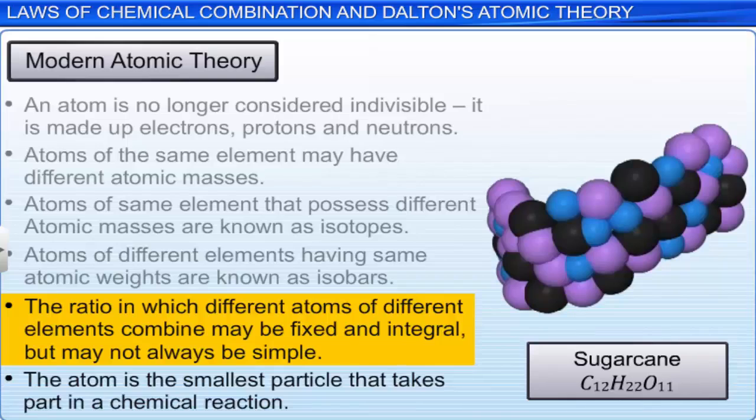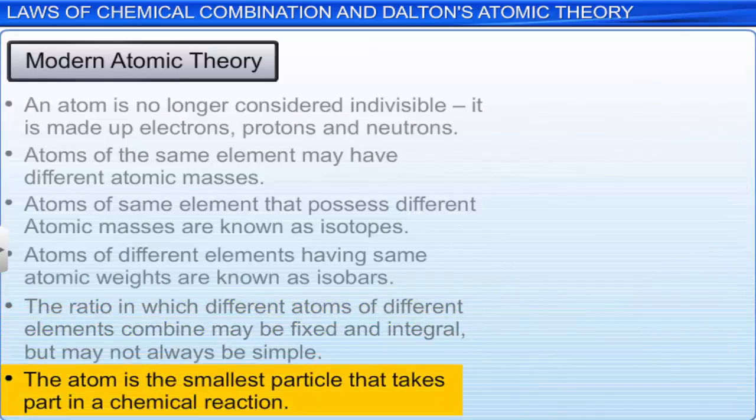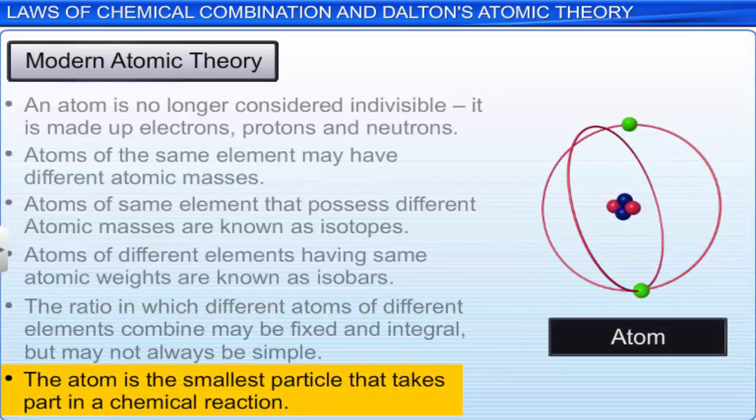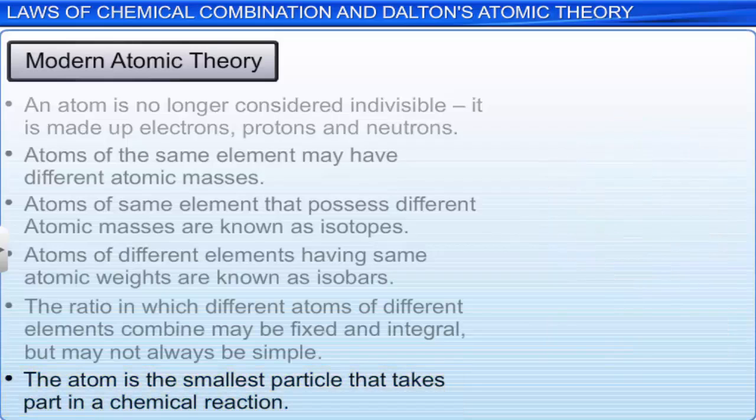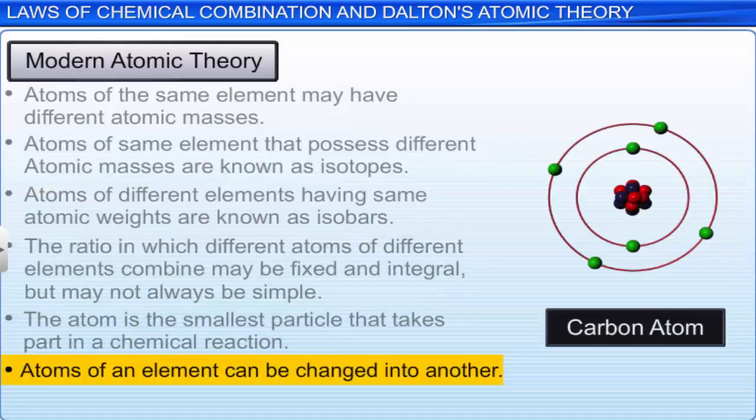For example, the elements C, H and O combine to form sugarcane. The ratio of the elements 12:22:11 is fixed and integral, but it's not a simple ratio. The atom is the smallest particle that takes part in a chemical reaction. In nuclear reactions, atoms of an element can be changed into another. For example, atoms of nitrogen can be changed to oxygen through bombardment of alpha rays.